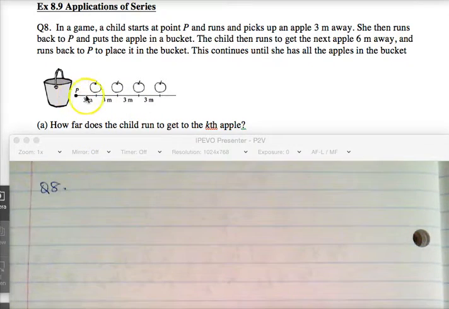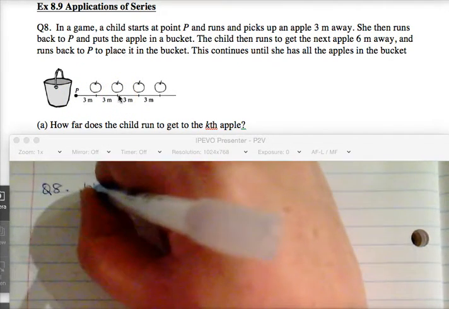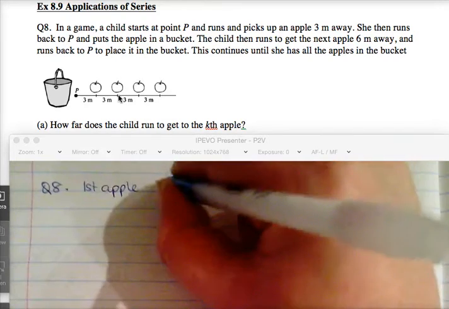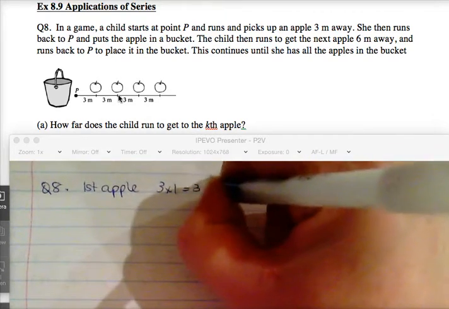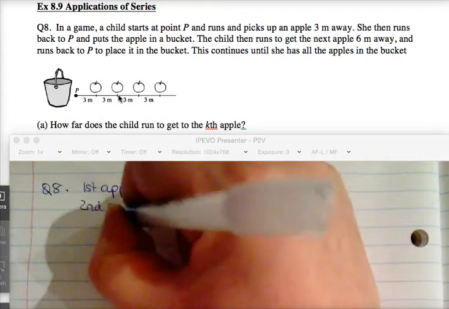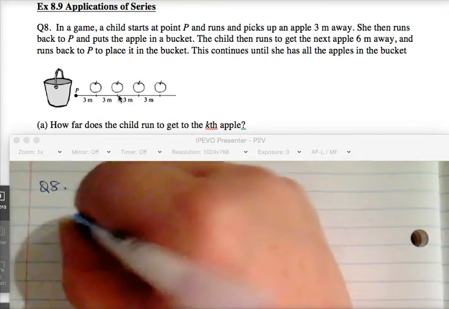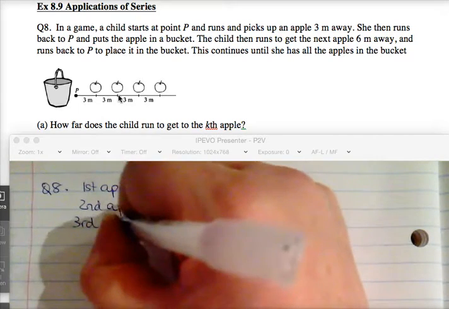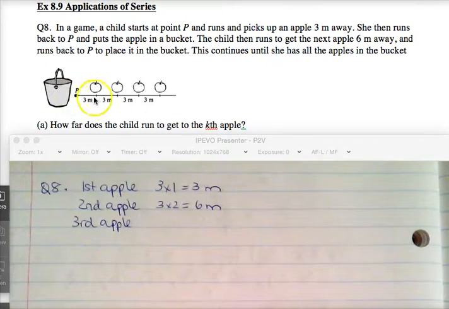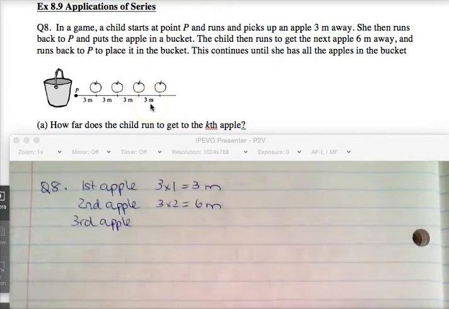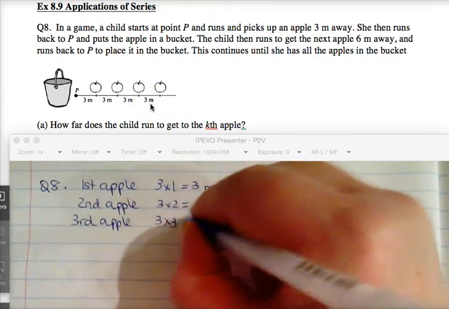Now, to get the first apple, she runs 3 meters. To get the second apple, or I'm not sure if it's a boy or girl, but the child runs 6 meters for the second apple. So here, for the first apple, the child runs 3 times 1, which is 3 meters. For the second apple, the child runs 3 times 2, which is 6 meters. The third apple, the child runs 3, 3, 3, which is 3 times 3, which is 9 meters.